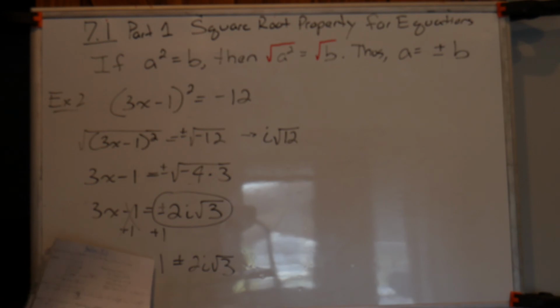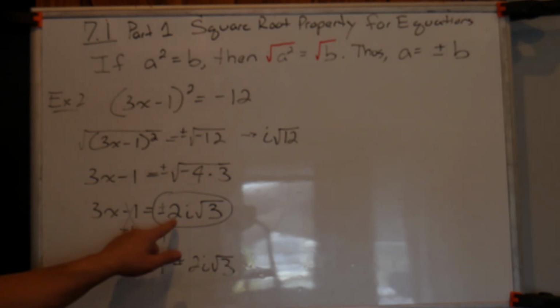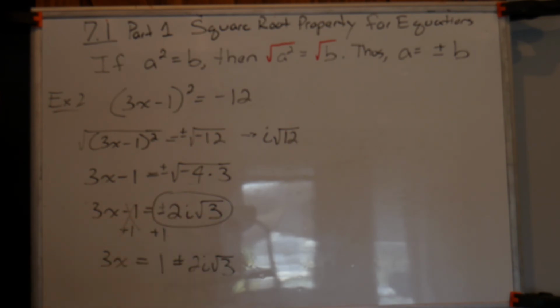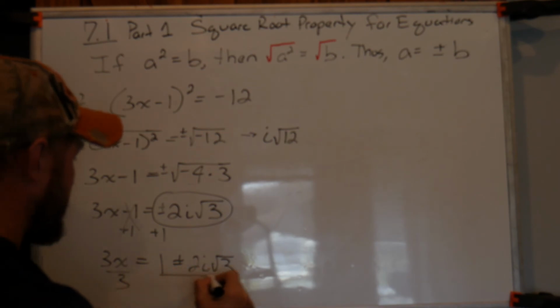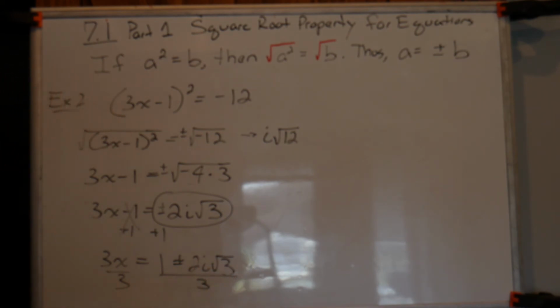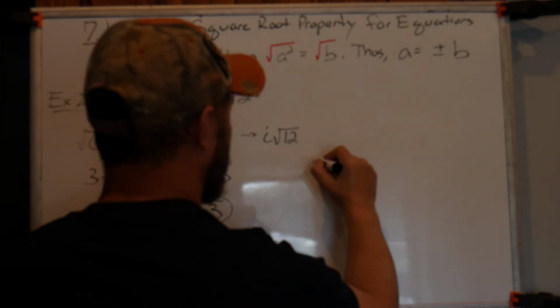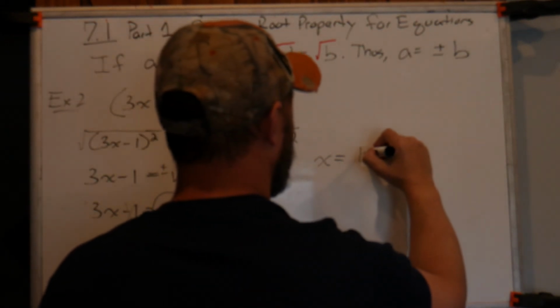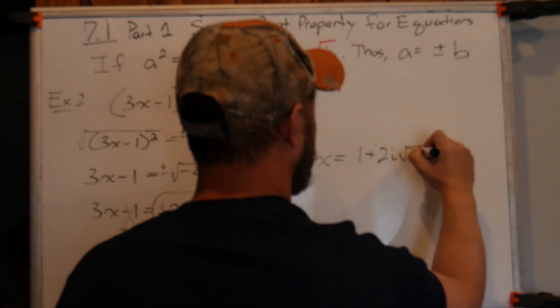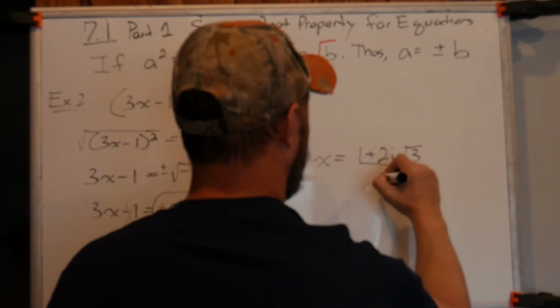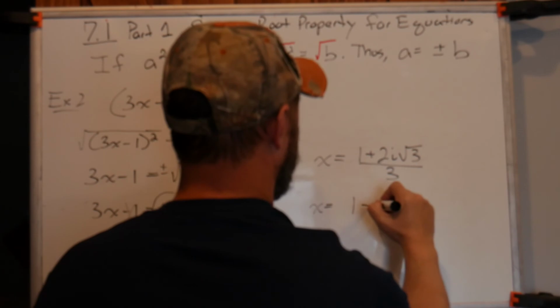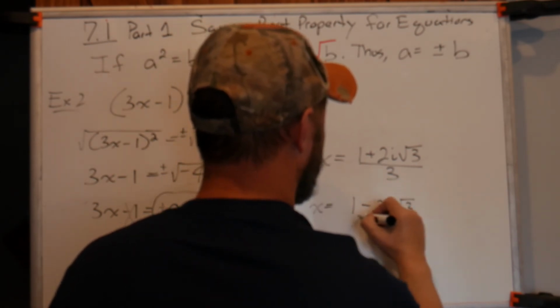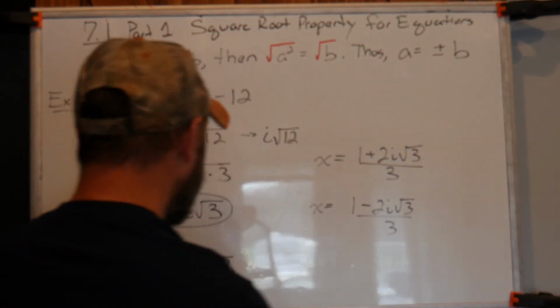I just leave this out front. This is my chunk that stays together. I'm adding that and I'm subtracting that, so I have to keep that together. Now I divide by 3, and I divide the entire piece by 3. So what we have is my x is 1 plus 2i square root of 3 over 3, and x equals 1 minus 2i square root of 3 over 3.